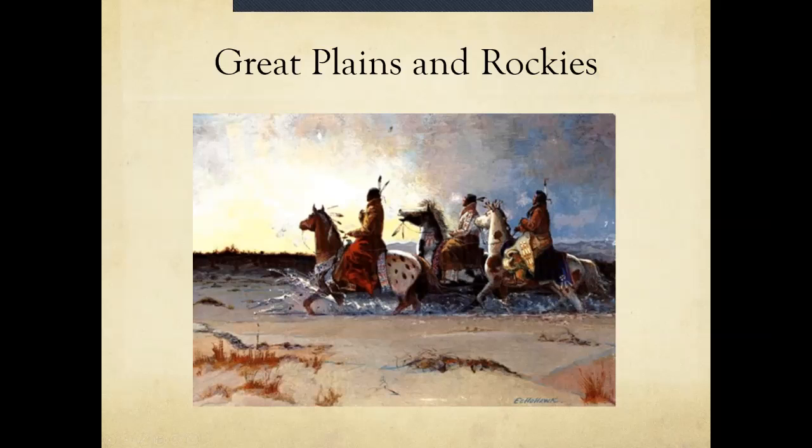Sometimes we see that these tribes were also using their ability to hunt and use this horse to their advantage to take over areas, hunting grounds of other tribes. And we end up with these raiding groups where there were more conflicts between these groups than we saw in some of the others because of this competition for land.